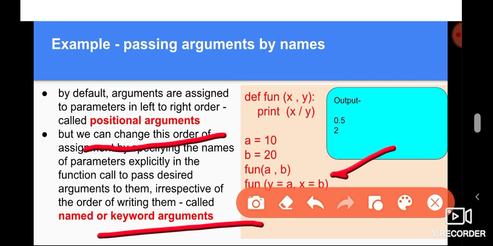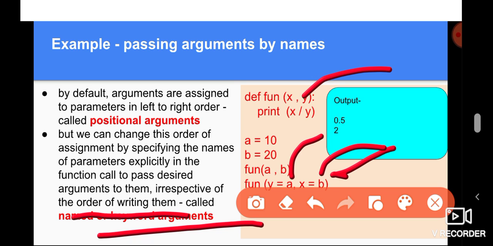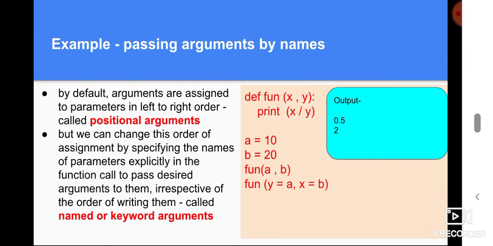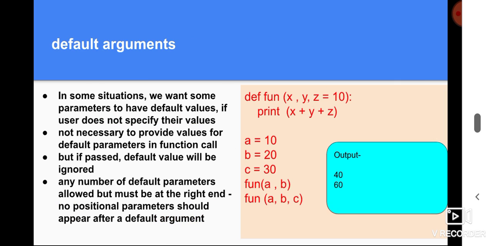Okay, so we can change this order of assignment by specifying the names of parameters explicitly in the function call to pass desired arguments to them, irrespective of the order of writing them. Okay, so we are first writing a and then writing b in this function call, but a is being passed to y instead of x. So we have changed the order of assignment of arguments to parameters, and such arguments are known as named arguments or keyword arguments.